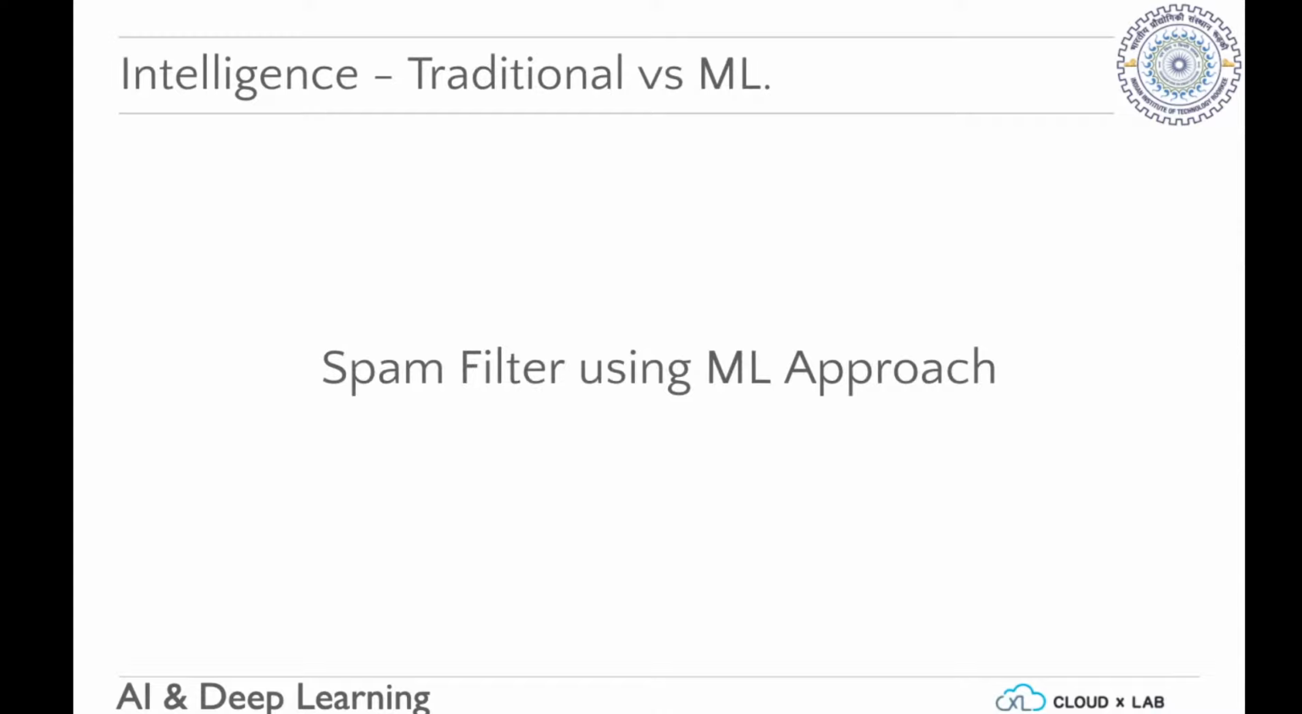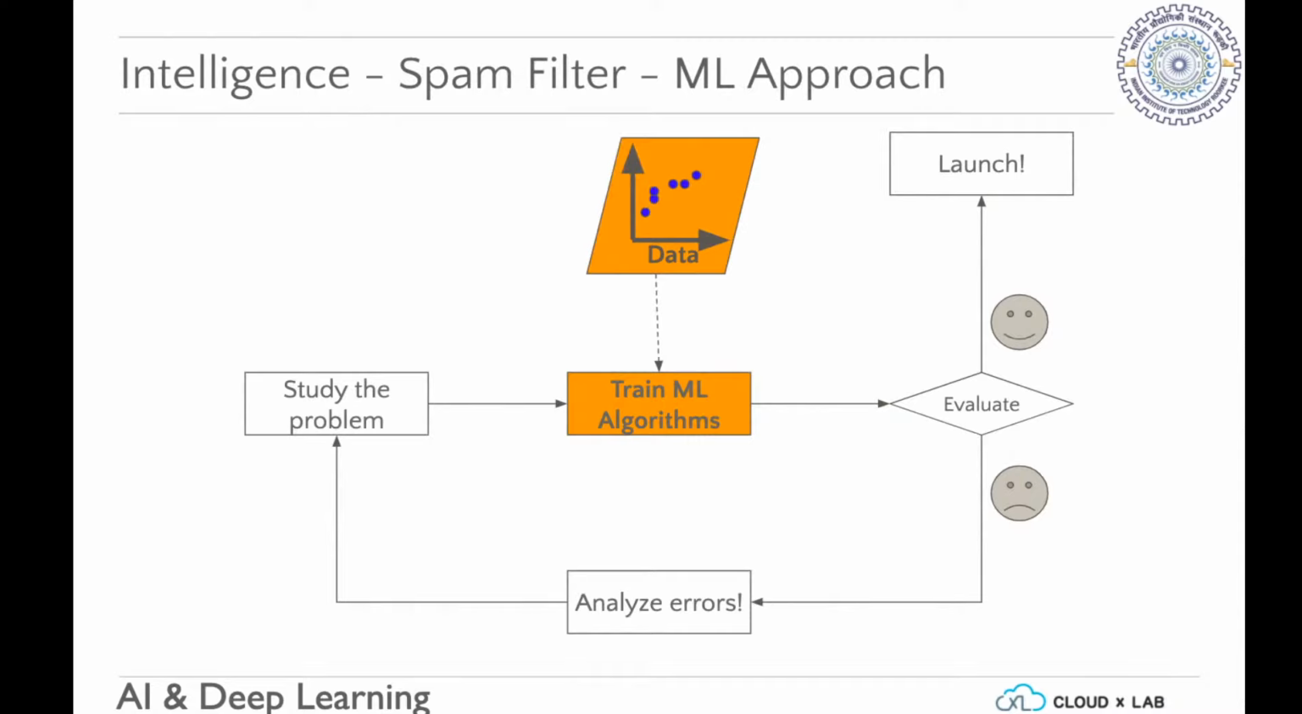Now, how would a spam filter be written in the ML approach? In ML, instead of writing rules, we get data and we train ML algorithms with the data. Where is the data coming from? The data is coming from you. Every time you mark something as spam, the email provider marks it out. It's labeled as a spam email, and the data set just keeps increasing.